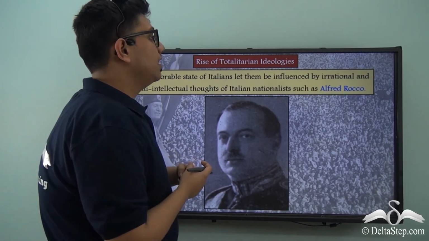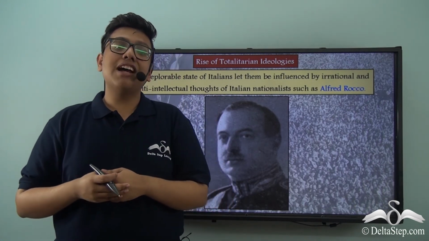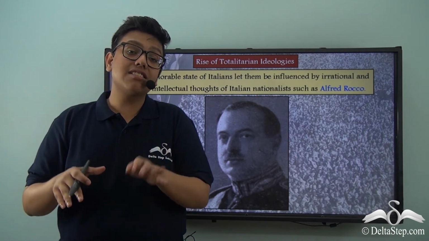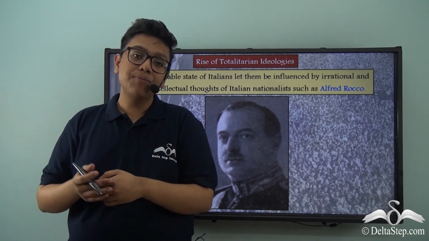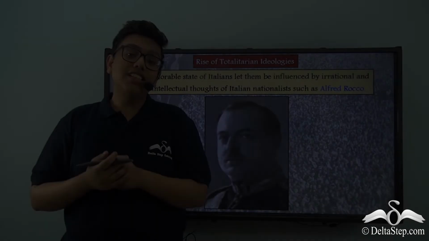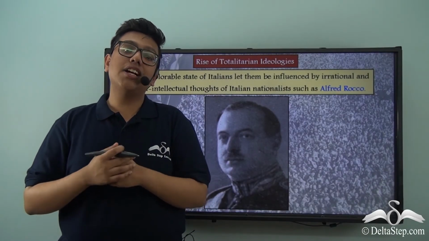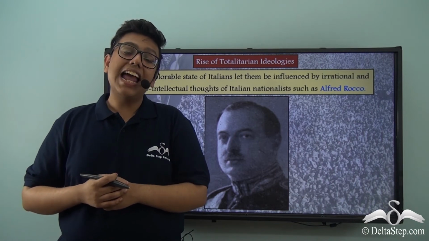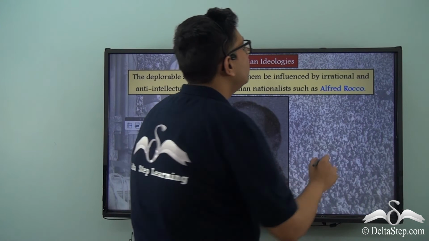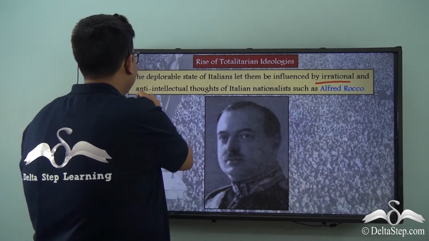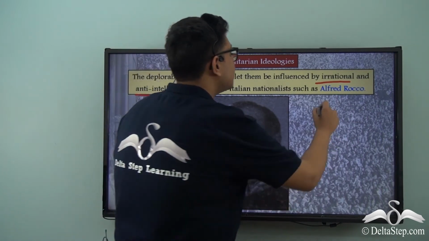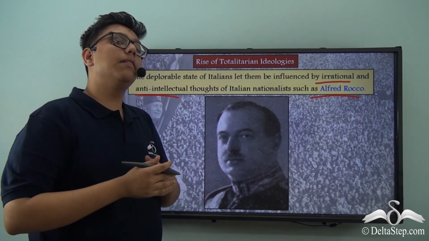Now, the people of Italy, deplorable and dissatisfied with the government as they were, simply did not take time to rationalize what these leaders were saying and took everything that the leaders were giving at face value. This is because they simply were too frustrated with the existing government and badly wanted a change. So they were influenced by the irrational and the anti-intellectual thoughts of Italian nationalists such as Alfred Rocco, as you can see him in the picture.